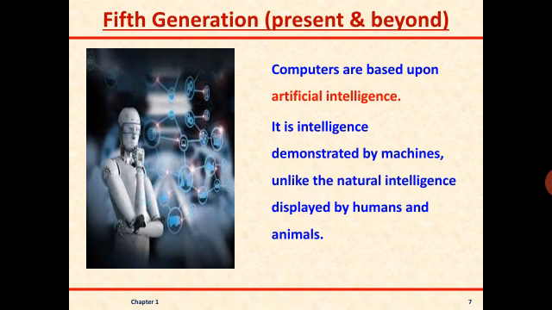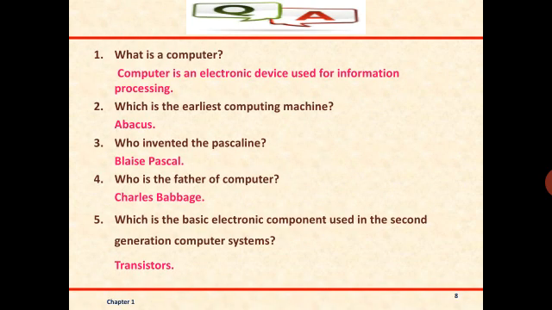Finally, we will have some questions and answers. Here I am discussing 1 mark questions. First question: what is a computer? A computer is an electronic device used for information processing. This is the first 1 mark question. Second question: which is the earliest computing machine? In a previous class I discussed that the earliest calculating machine is the abacus.